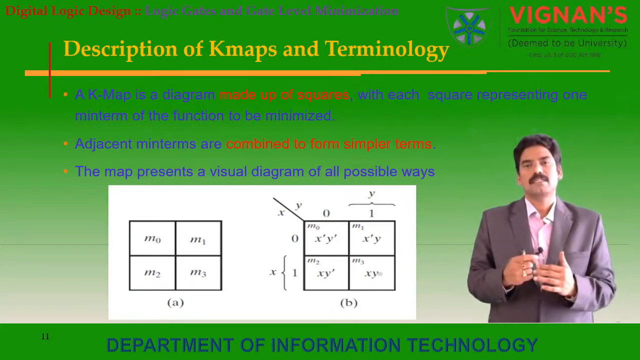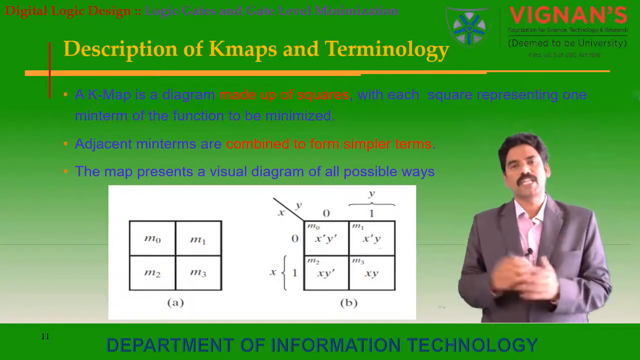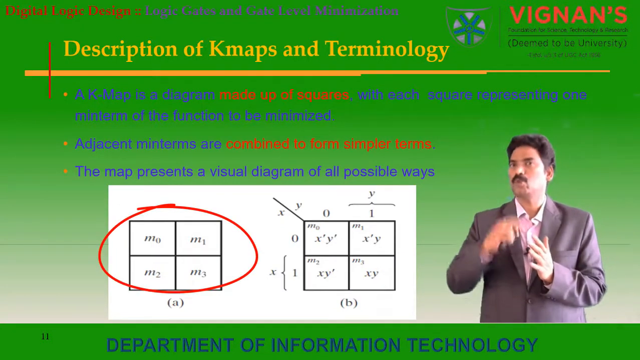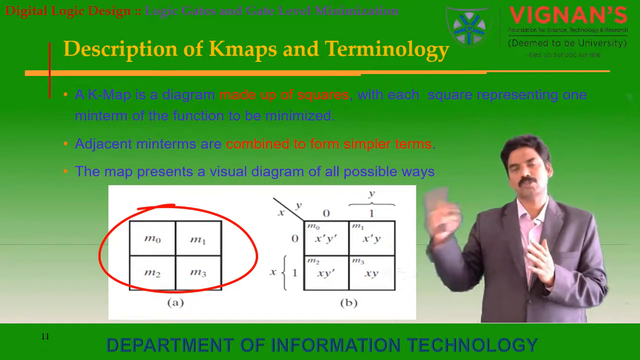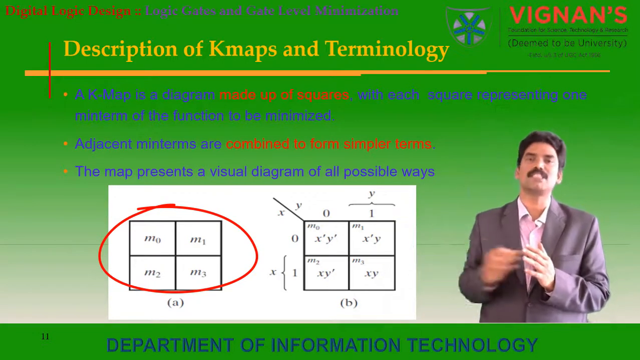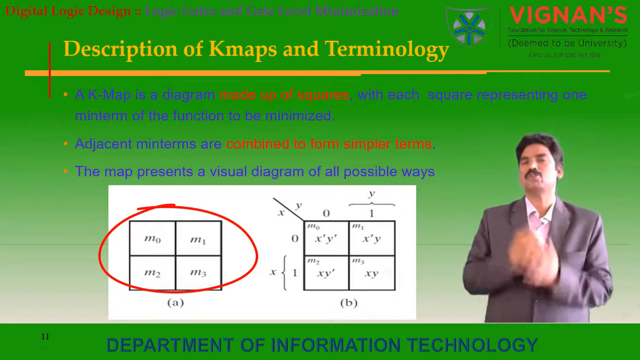So, here, this is a two variable K-map. How many squares will be there? 2 variables means 2 squared, that is 4 squares. 3 variables means 2 cubed, that is 8 squares. 4 variables means 2 to the power of 4, that is 16 squares will be there. This is the 2 variable K-map.